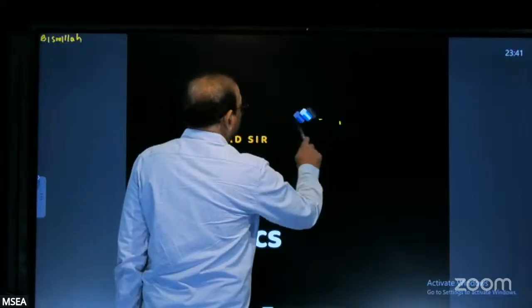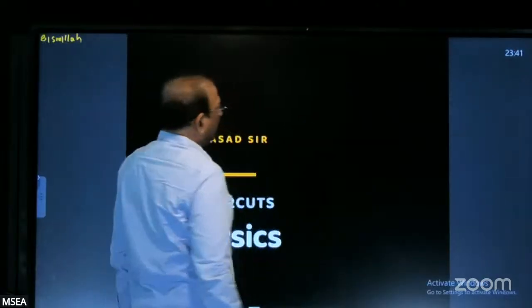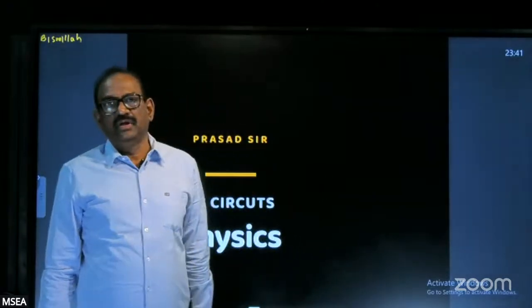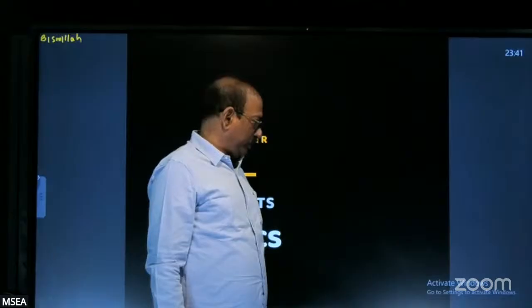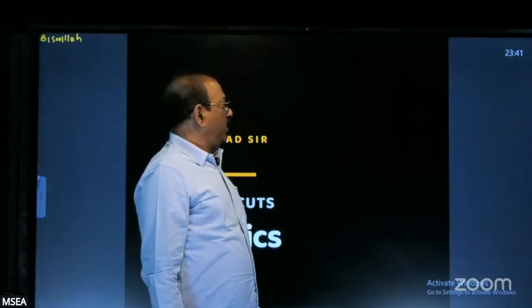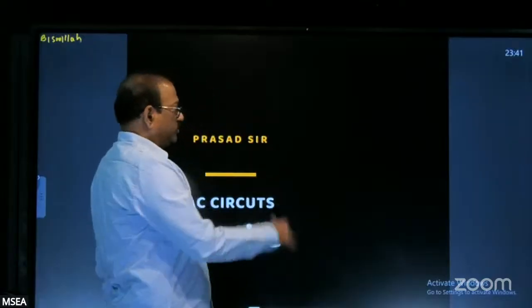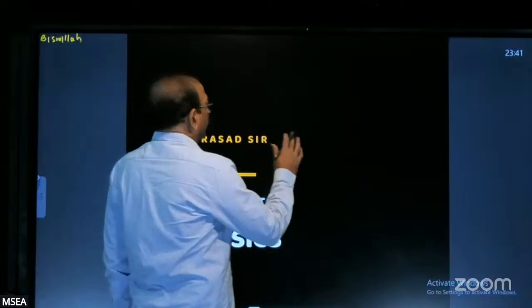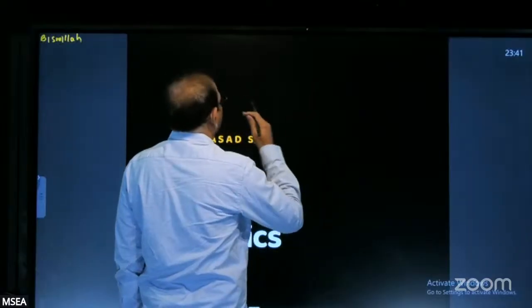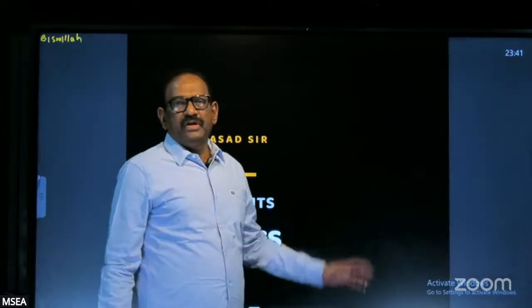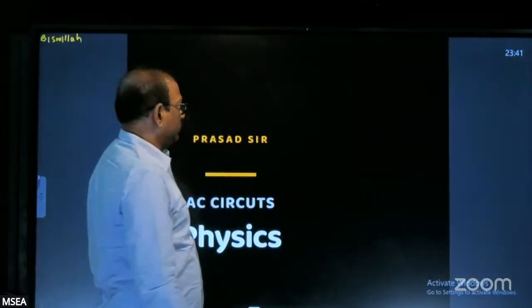Concepts are also important in this: phase difference values, phase difference in various circuits, phase difference between current and EMF, and resonance conditions of the LCR circuit. So first I want to briefly revise some important concepts.